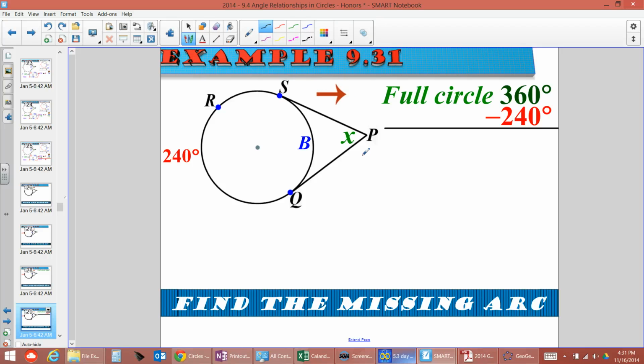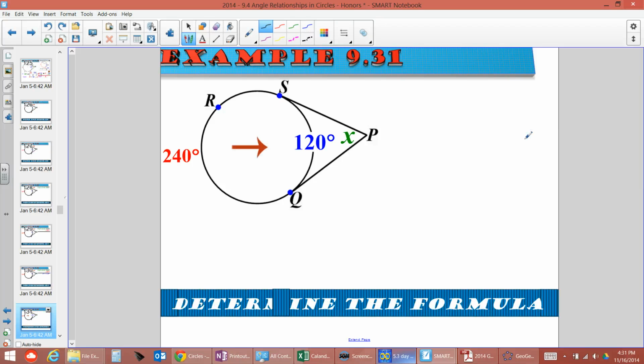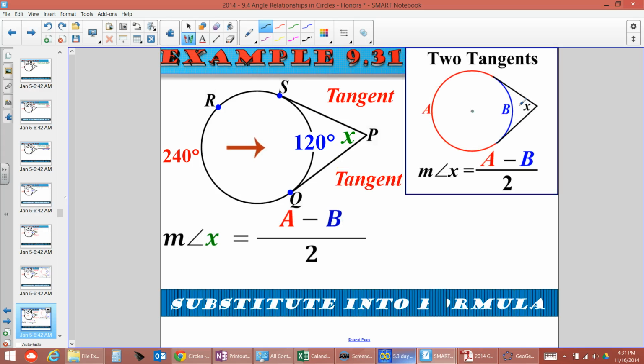So I also don't know my x. To find b, I'm going to subtract the 240 and say b is 120. I plug it in. Remember how the full circle has to be 360. If this one's 240, then the other side has to be 120 to make up the full 360. Okay. Now that I have 2 tangents, now I can start plugging in the information.